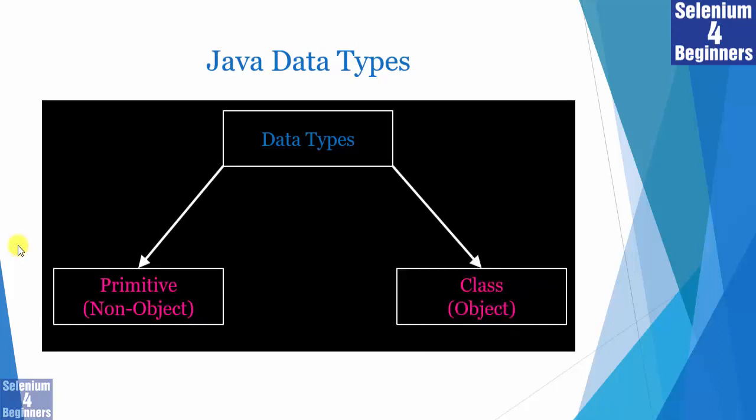There are two types of data types for Java. We have primitive data types and class data types. Both data types are called many names, but I prefer to call them non-object and object. I will briefly cover the non-object data types in this video. However, the non-object and object data types were covered in my other video, part 1, Building Blocks for Selenium.